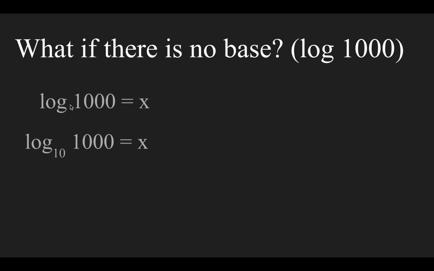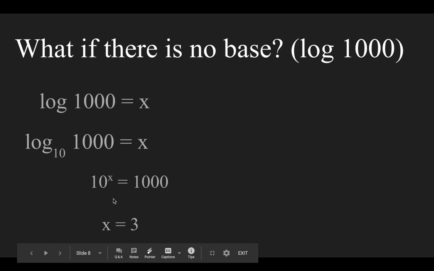So if you don't see anything here, it's assumed that it's log base 10. Kind of like if there's two things in an equation and they're both in parentheses and they're right next to each other and there's no symbol, you just assume that you're multiplying. It's the same thing. If there's no number here for the base, you assume that the base is 10. So this would be 10 to the x equals 1,000, just like this.